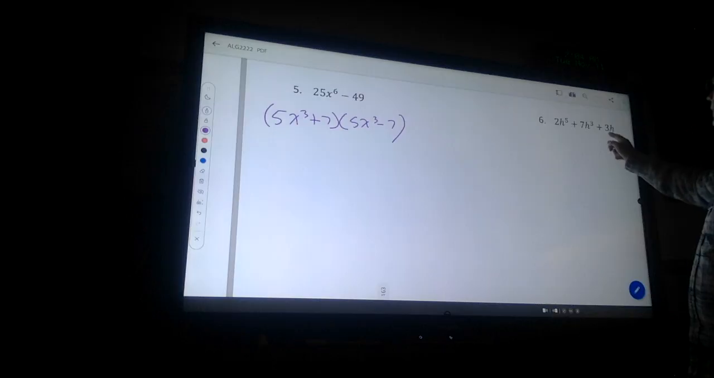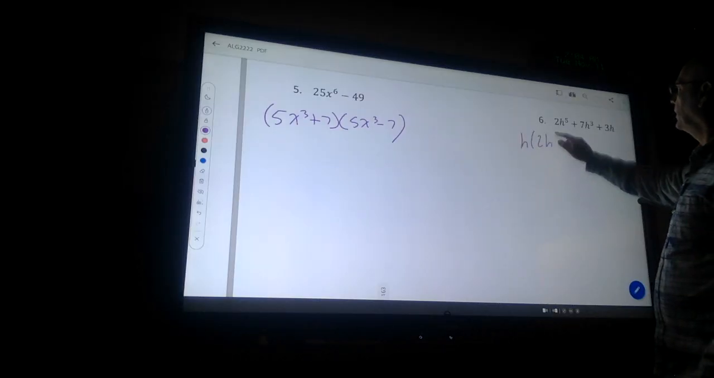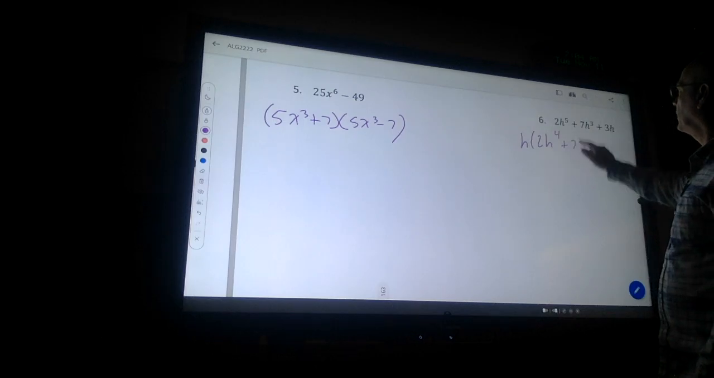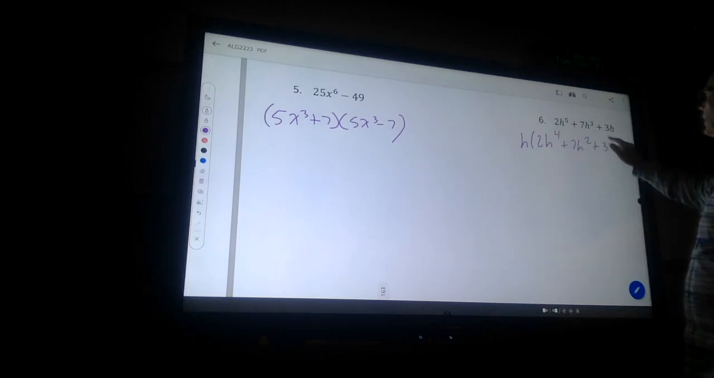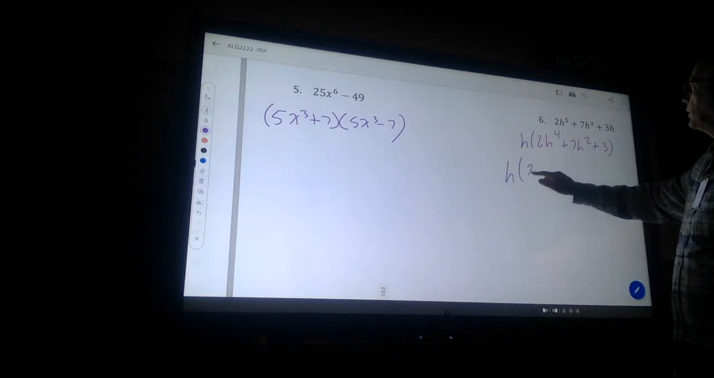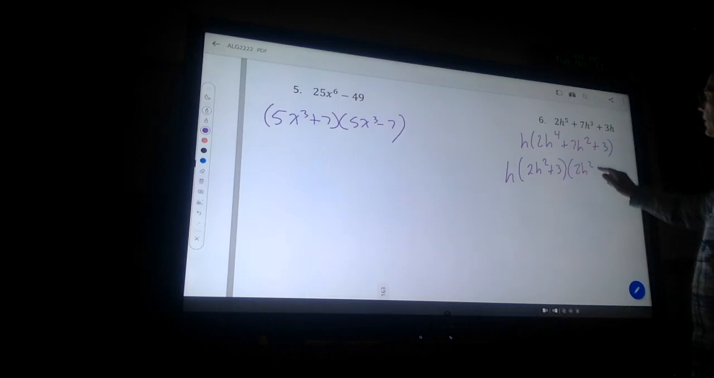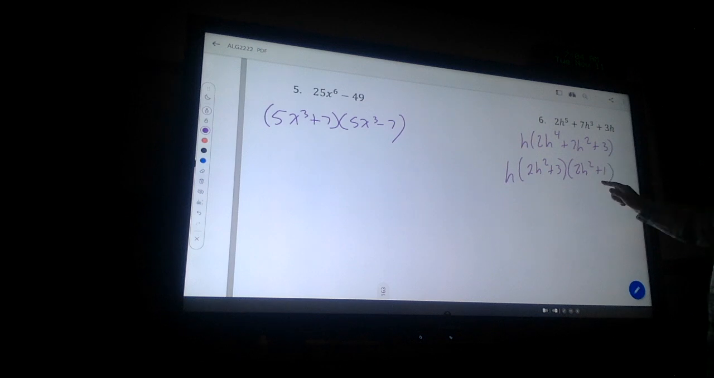This one looks like I can factor an h out, so I'm going to take 2h to the 4th plus 7h squared plus 3. And I believe this is going to factor down to 2h squared plus 3 and 2h squared plus 1. Let's see, is that a 6? Yep.